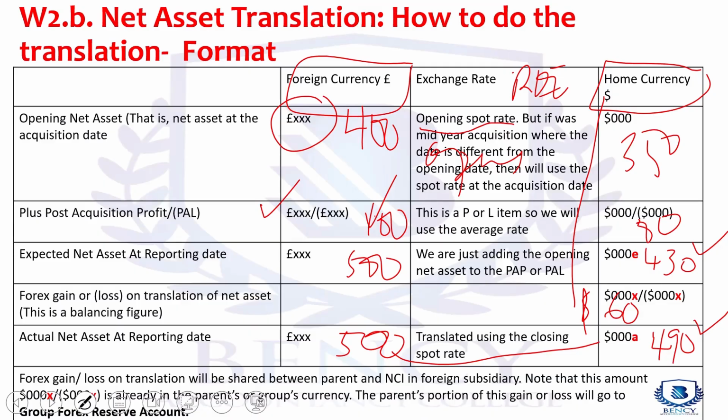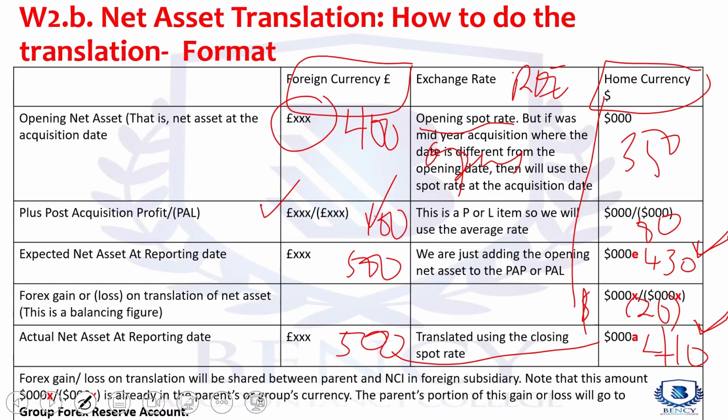Very good. But assuming the actual translation of the 500 using the closing rate was, let's say, 410, it means that we're expecting 430 here, but the actual is 410. That means there is a fall in value of an asset by 20. And that becomes a forex exchange loss. So you just share the forex exchange loss or gain amongst the parent and NCI. The NCI share of this forex gain or loss goes to Workings 4.